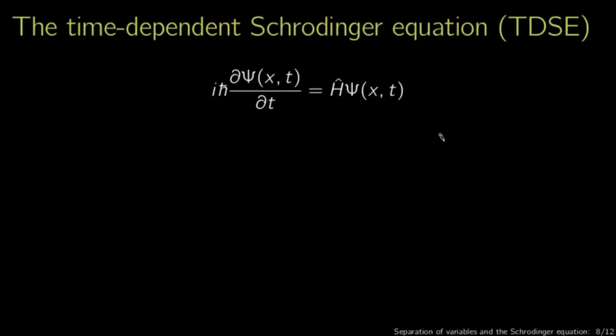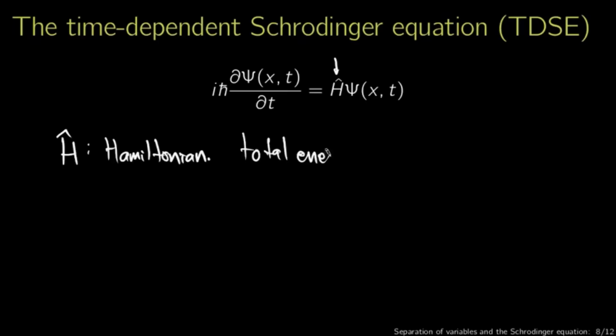Since this is a quantum mechanics course, let's move on to the time-dependent Schrodinger equation. This is the full Schrodinger equation in all of its glory, except I've just written it in terms of the Hamiltonian operator now. H hat is the Hamiltonian. The Hamiltonian is related to the total energy of the system, meaning it's kinetic energy plus potential.